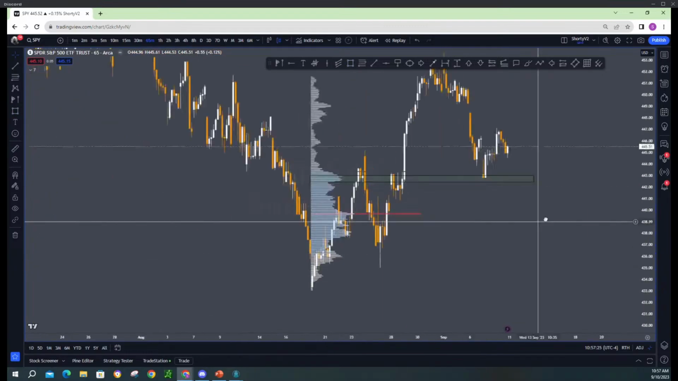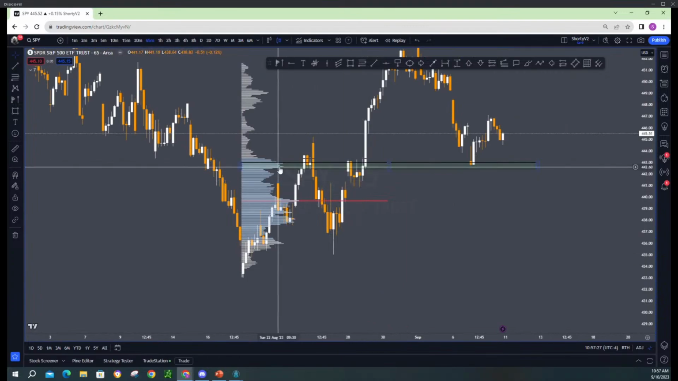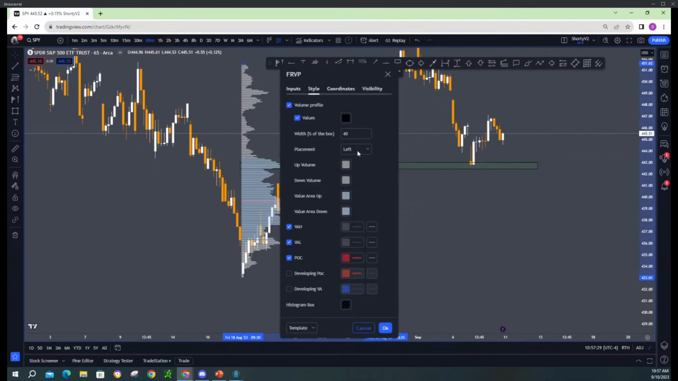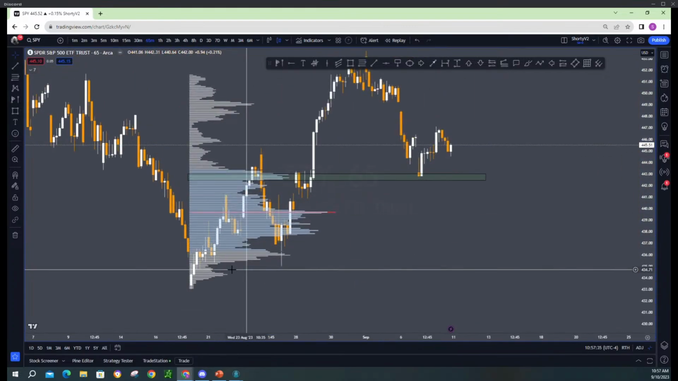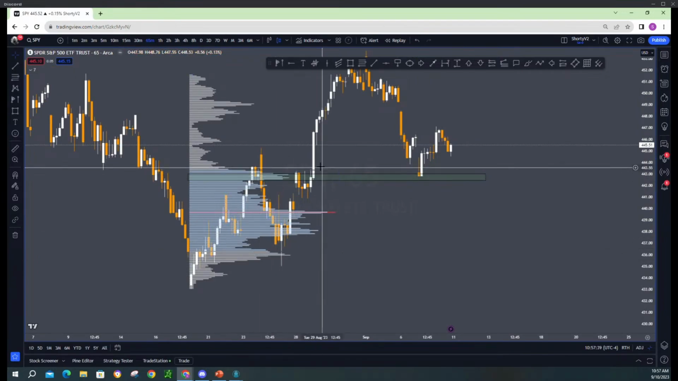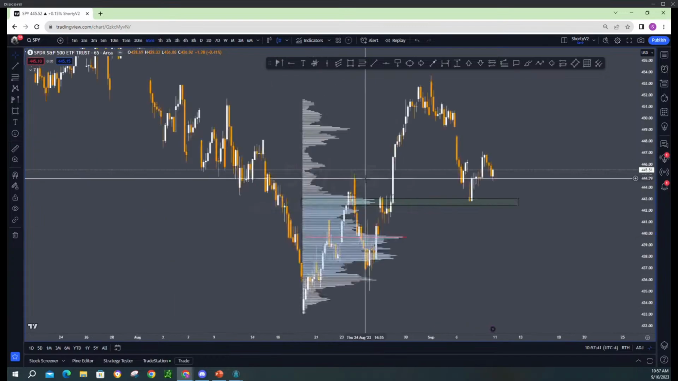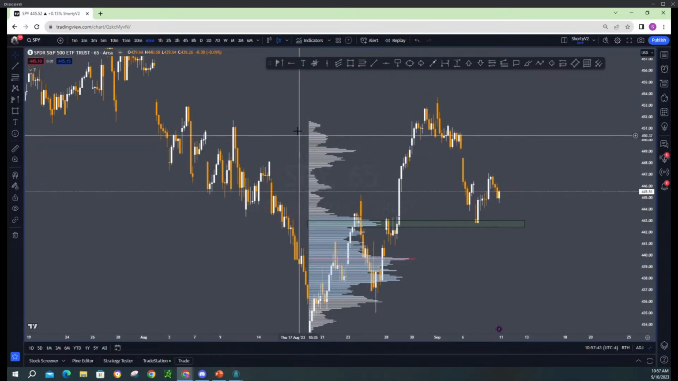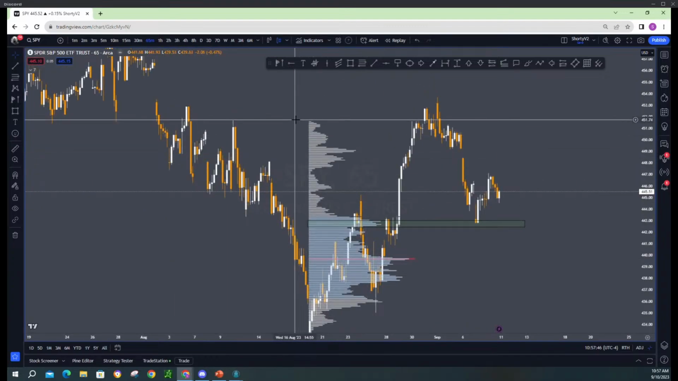Pretty good, right? So you had this one, and maybe it doesn't look like a high volume node to you guys right now, but let's see. Does it look like a high volume node now? Yep. So this is your high volume node. This is where it accumulated and you made higher highs. You even took out this high and you made, I would say, almost higher high here.